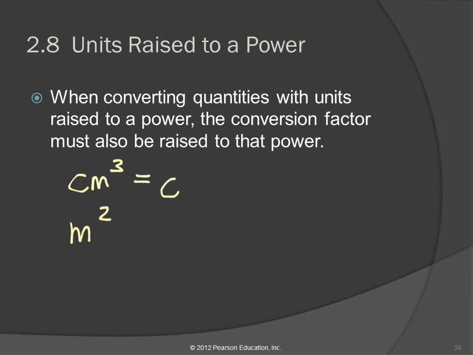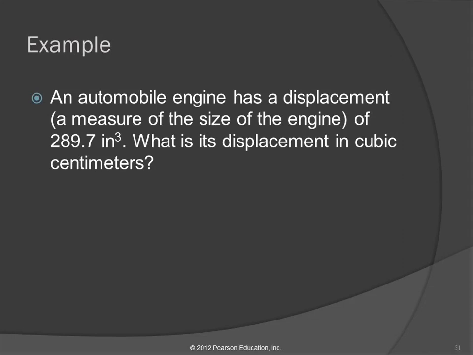Centimeters cubed is centimeters times centimeters times centimeters. And meters squared is meters times meters. We treat the units like we do variables. And so you can have x cubed, you can have meters cubed. That's all that means. When we're converting them, we cannot ignore the cube. So let's do an example.